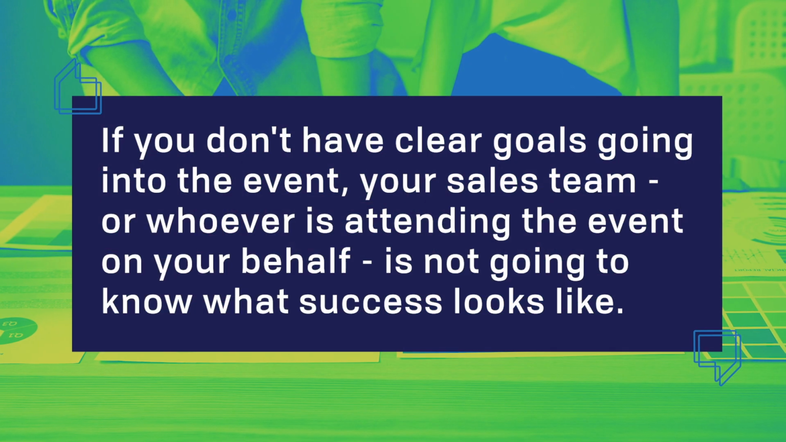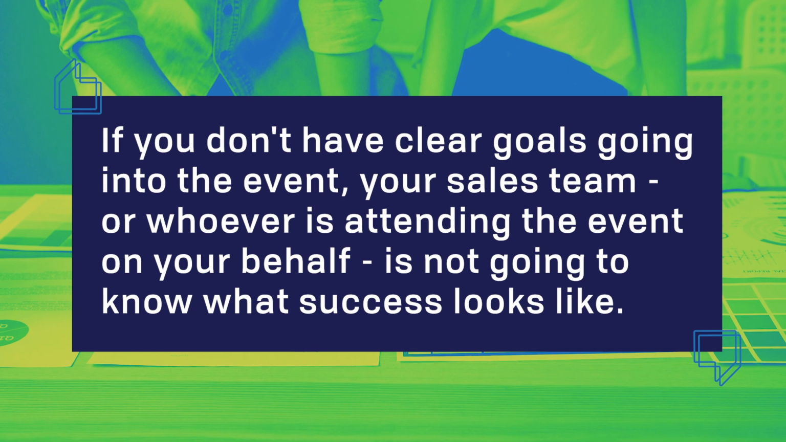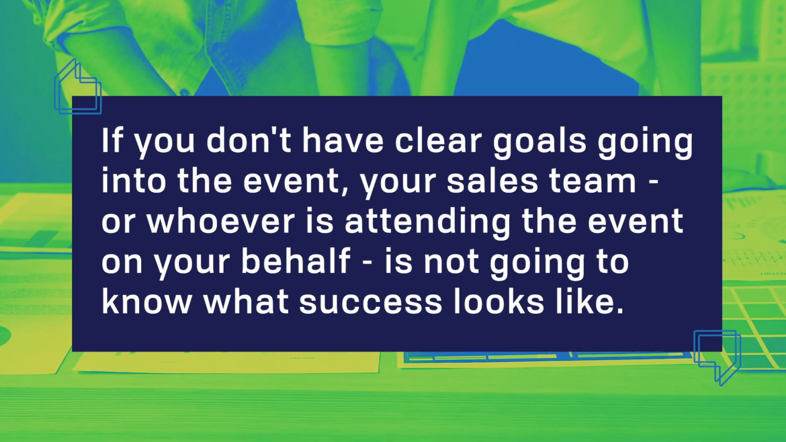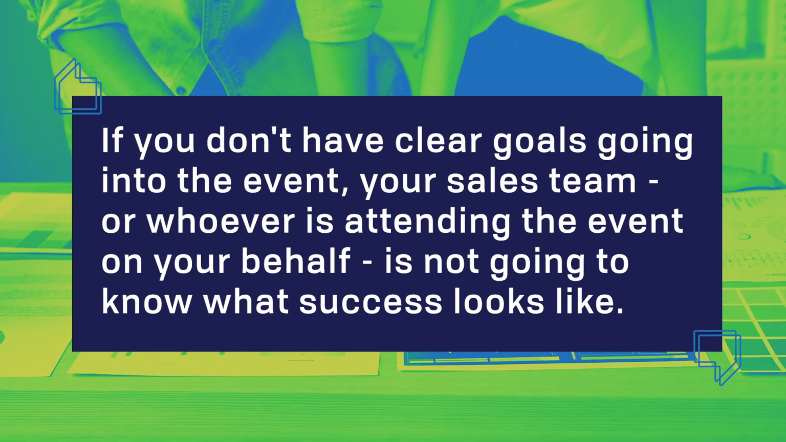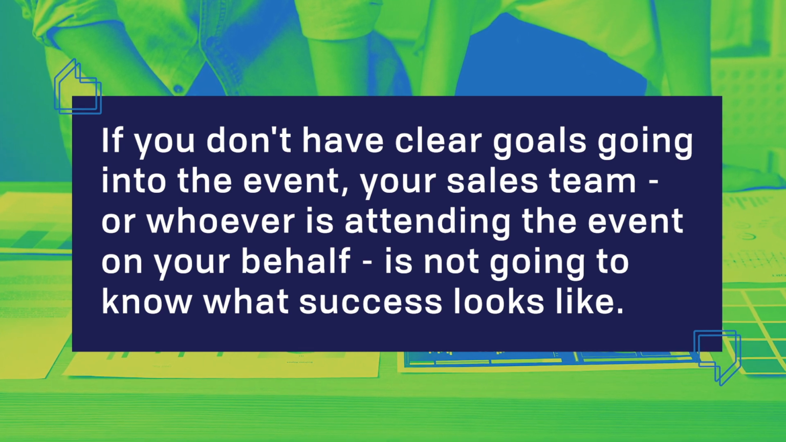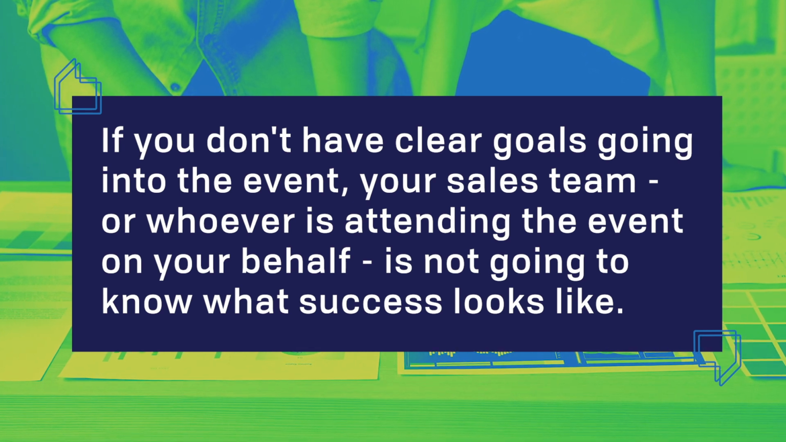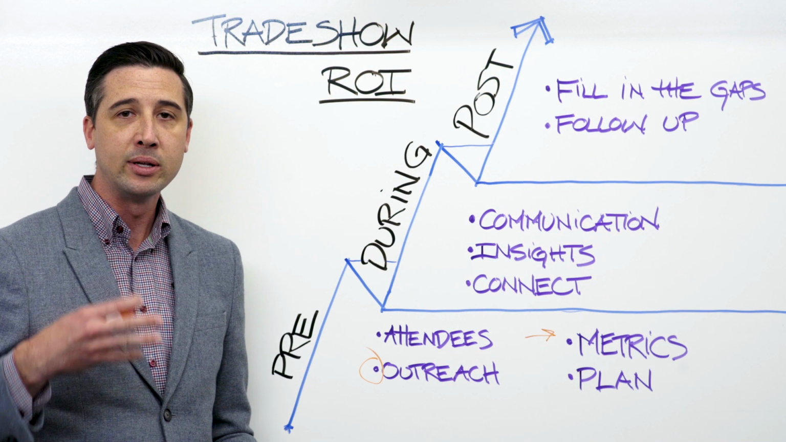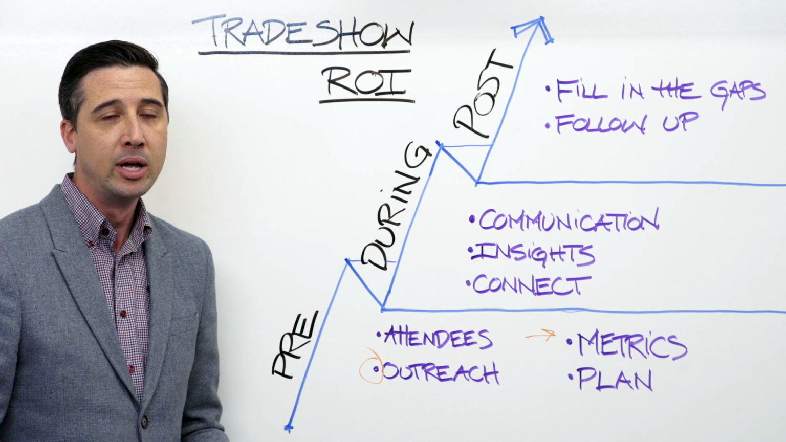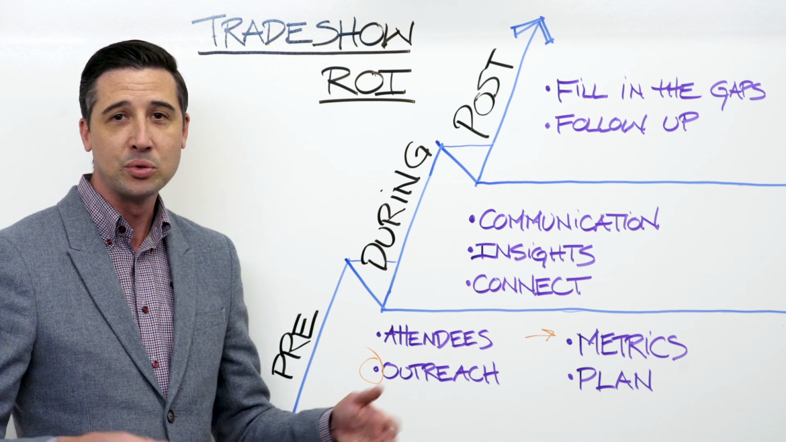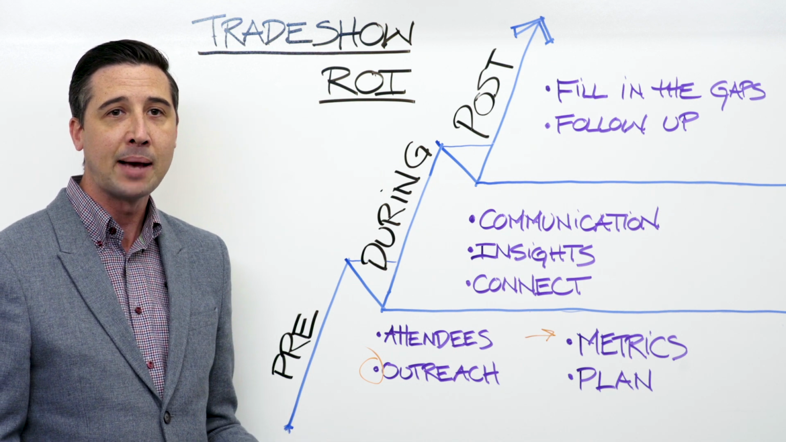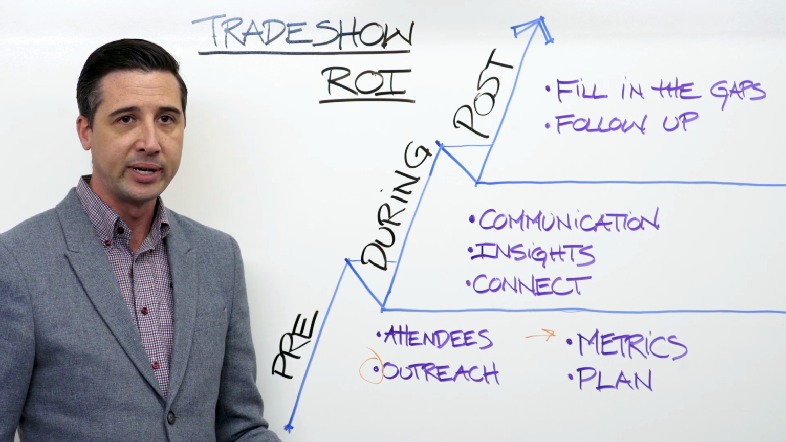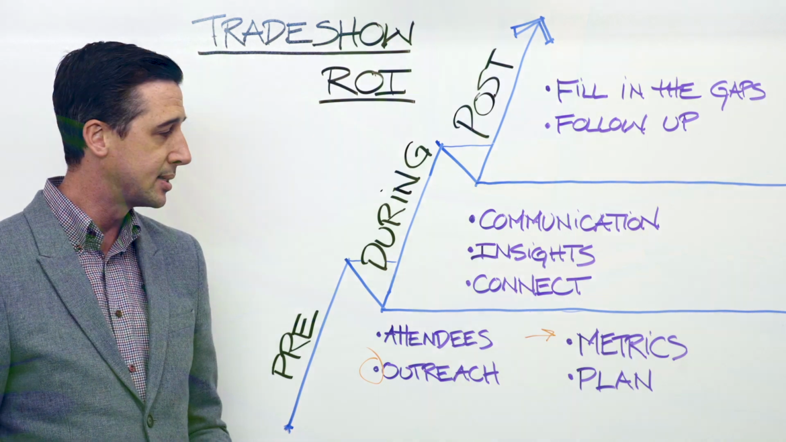If you don't have clear definitions going into the event, then the attendees, meaning your sales team or your customer success team or your product team or whoever is attending the event on your behalf, are not going to know what success looks like. But if they know in their head, hey, day one of the show's done, we've only got 20% of our lead target captured, we're going to have to really hit it hard. We're going to have to attend more social events. And that'll keep them on track to success.